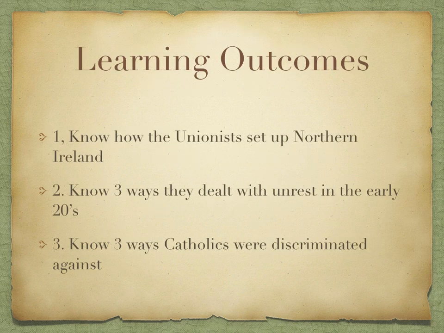That brings us to the end of our presentation. So by now you guys should know how the Unionists set up Northern Ireland. You guys should know 3 ways they dealt with unrest in the early 20s, the setting up of the RUC, the B Specials and the Special Powers Act. And you guys should know 3 ways that Catholics were discriminated against. So whether that was through gerrymandering, through discrimination in employment, or whether it was through discrimination in funding for education. That's the end of the presentation.